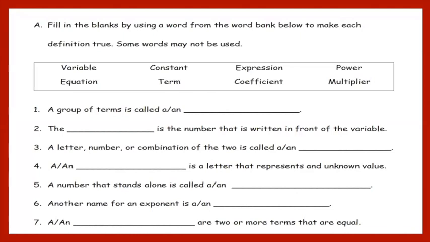Okay, A says, fill in the blank by using a word from the word bank below to make each definition true. Some words may not be used. So we have the words in our word bank: variable, constant, expression, power, equation, term, coefficient, multiplier. We're going to go through each of them, and I'm going to give you a minute to guess the answer as we go along. Number one says a group of terms is called a or an blank. What is a group of terms called? I'm going to give you a second to give me the answer.